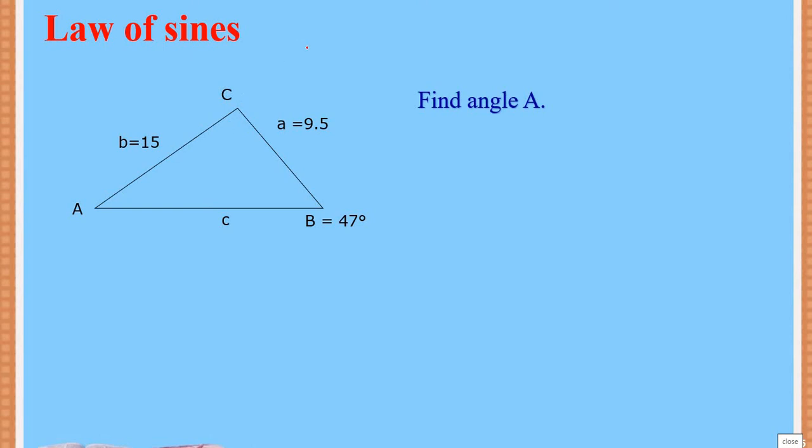Now, let's have an example. It says here, find angle A. Again, we identify the sides first and write the given. Angle A is being asked, so we expect that side A should be given, and in this one side A is given at 9.5. Then we have the other given: angle B is equal to 47 degrees, and side B is equal to 15.